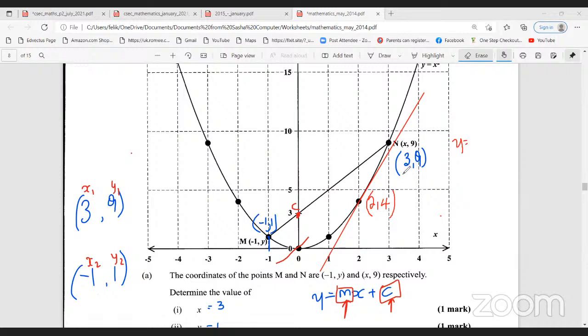So this is x1, y1. Miss student said the gradient looks like 3. All right, good. But I need to know how you got 3. For the 2 marks, if you say it's 3 without writing down the working, you need to justify it. Why would you say it's 3? Right?